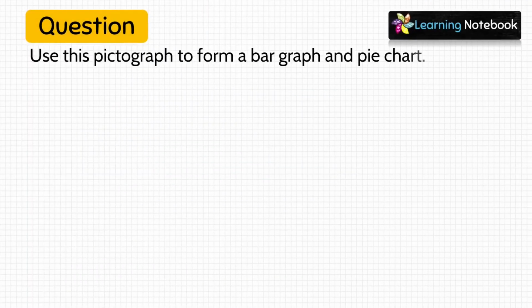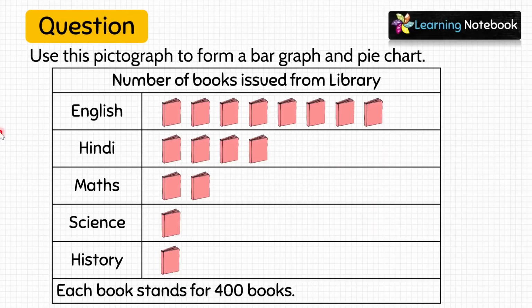Now let's do one more question. Use this pictograph to form a bar graph and a pie chart. So students, here we are given the information in the form of a pictograph. So first let's understand this pictograph. It represents number of books issued from a library of different subjects, which are English, Hindi, Maths, Science and History. We are also given that each picture of book stands for 400 books.